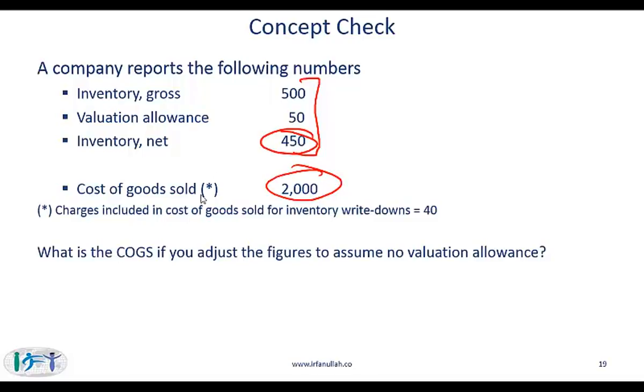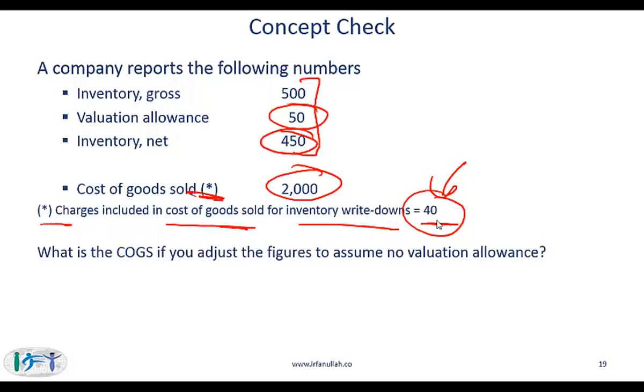But then there is a footnote which says that the charges included in COGS for inventory write-downs are only 40. This number is different from this. The reason is the valuation allowance deals with the overall inventory. Not all of that inventory is sold. When you are dealing with cost of goods sold, you need to only worry about the valuation allowance which is applied to the inventory that was sold. And I highlight this because it is one of the most tricky questions in the reading, in the practice problems. So you are actually going to deal with this 40.